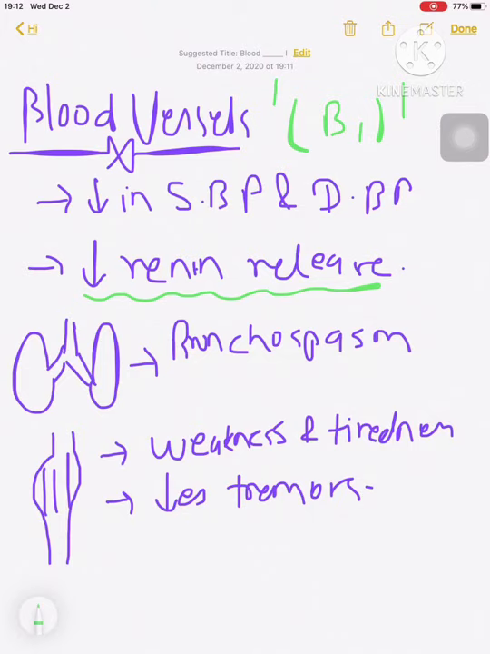Next is their effect on the lungs. Lungs have beta 2 type of receptors, so beta blockers may cause bronchospasm, thus they are avoided in asthmatics and COPD.